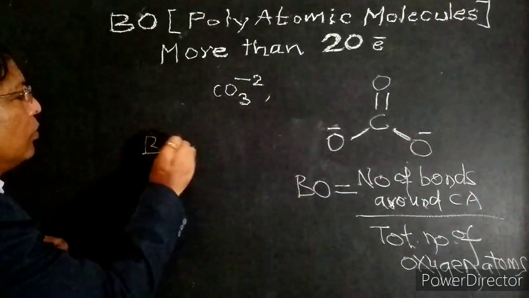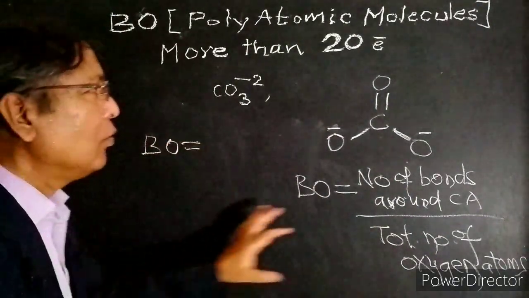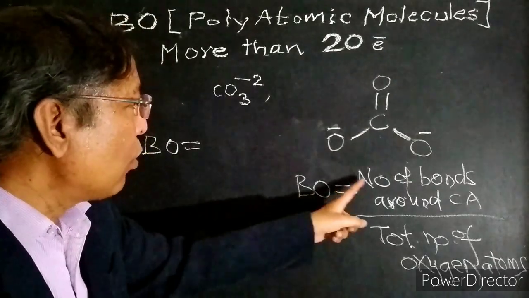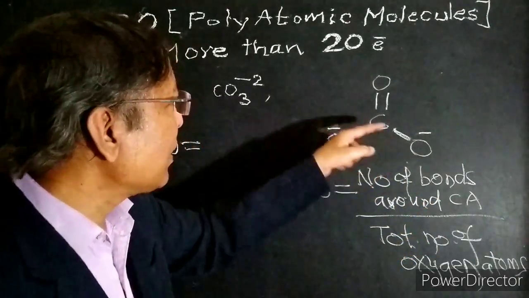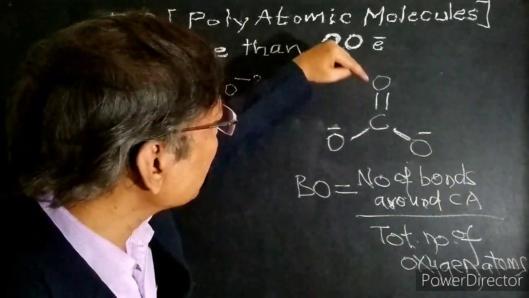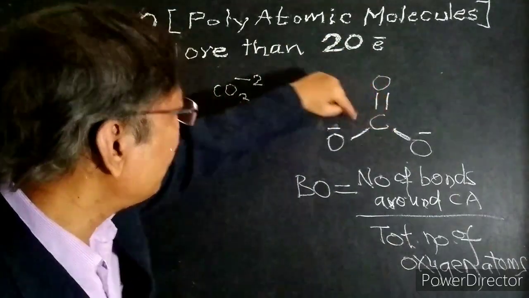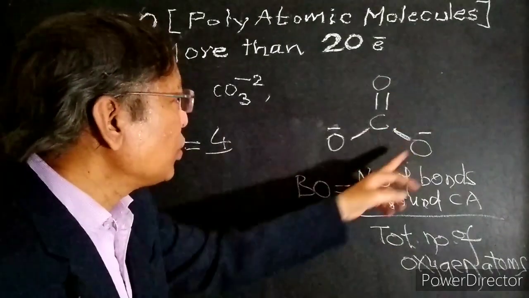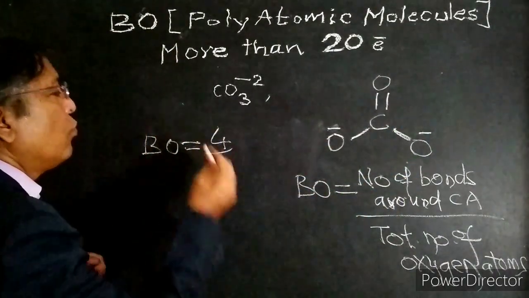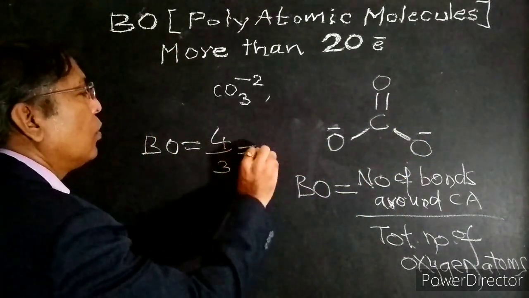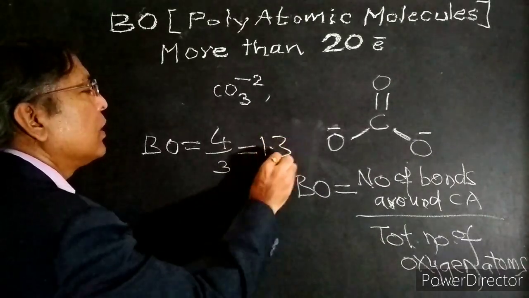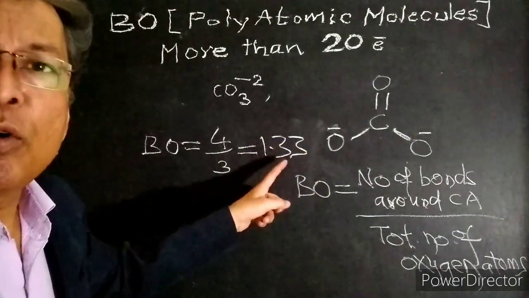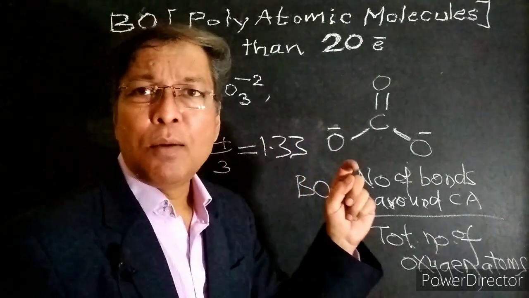Bond order equal to, we will apply the trick. We have drawn the structure already. Now, number of bonds around the central atom. We have to count the number of bonds around the central atom: 1, 2, 3, 4. 4 divided by total number of oxygen atoms, 3. 4 divided by 3 is equal to 1.33. This is the bond order of CO3 minus 2.